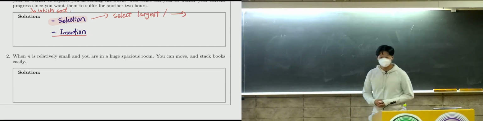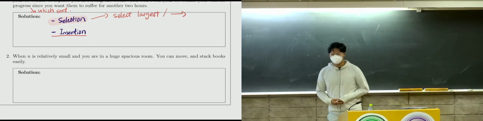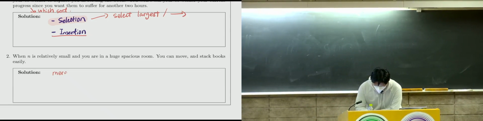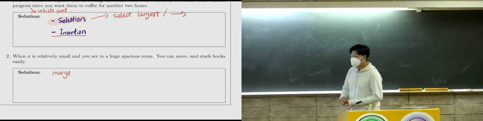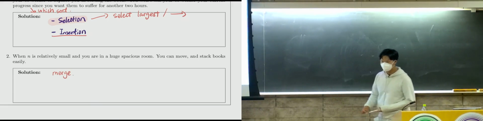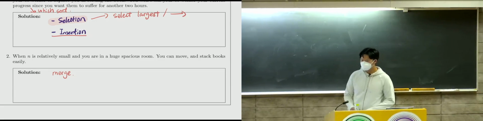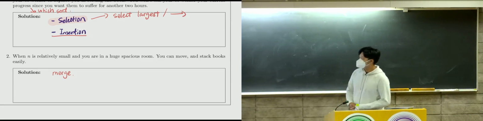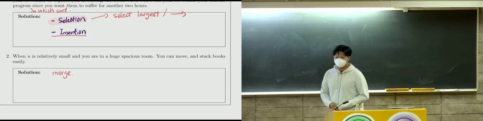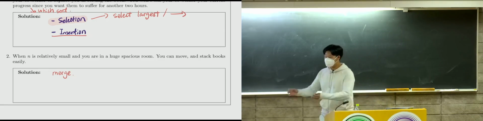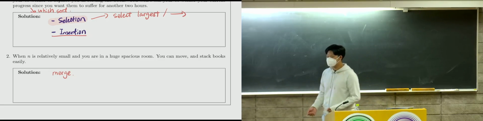All right, any ideas? Which one should I use? Yeah. Why? How does the fact that I have a lot of room help the merge sort? Yeah, correct. So that's a powerful idea. Given that you have a lot of space, you could. So in practice, how would you like to do that? Like, I give you a stack of books. How would you like to use merge sort to sort it?